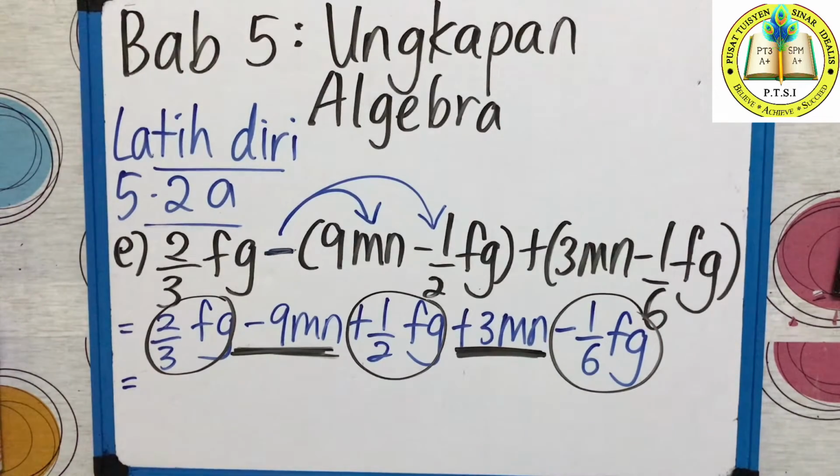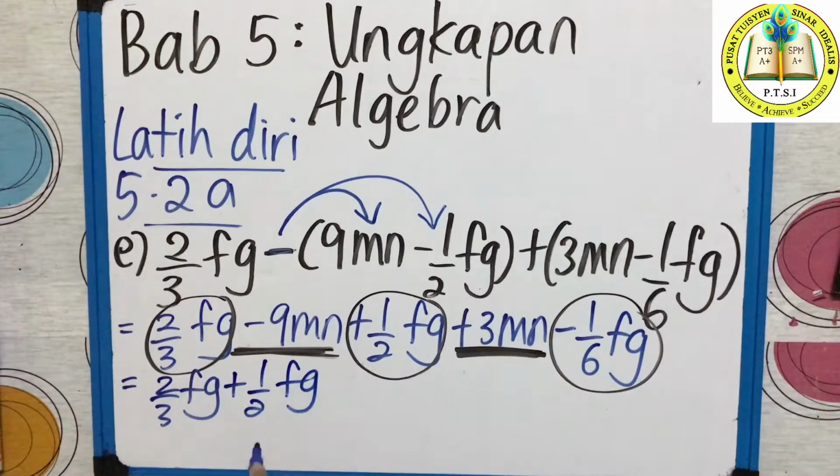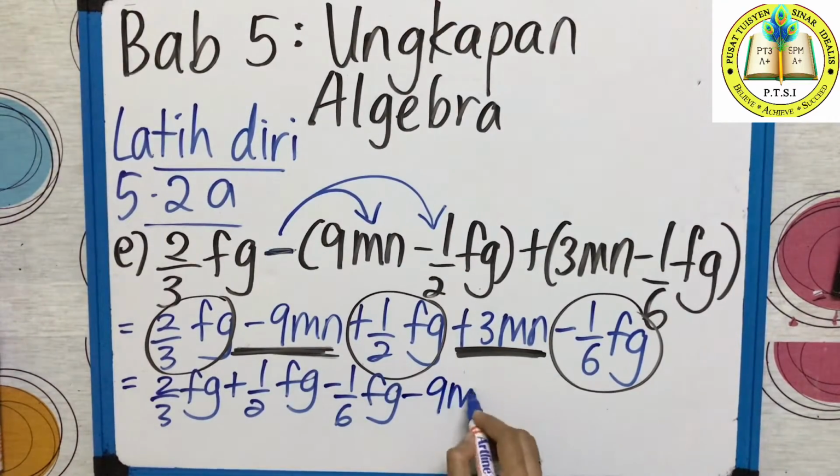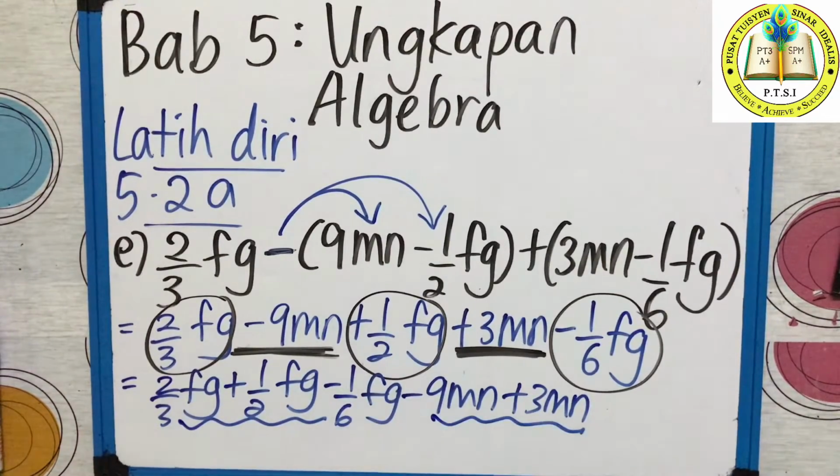Now, teacher arrange it. Susun. 2/3 Fg plus 1/2 Fg minus 1/6 Fg. Fg, Fg, Fg, cikgu sudah pun susun. Next one, negative 9mn plus 3mn. Mn, Mn. So, this is Fg and this is Mn. Cikgu sudah pun susun.